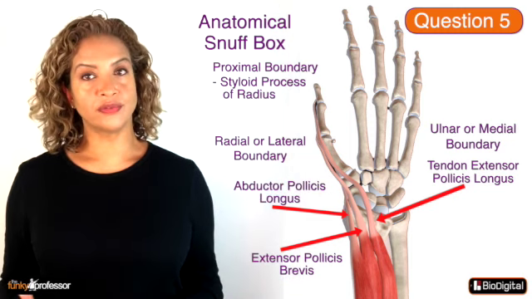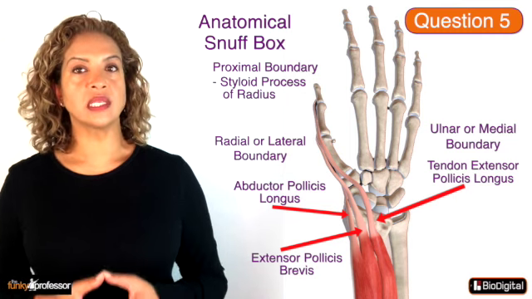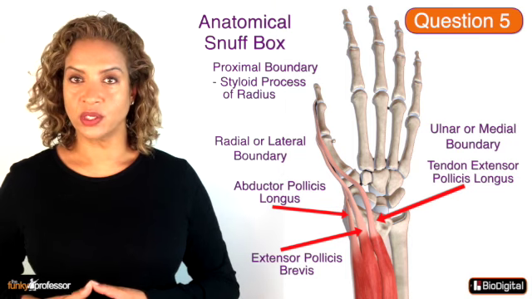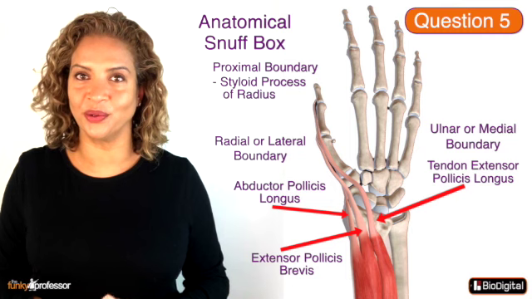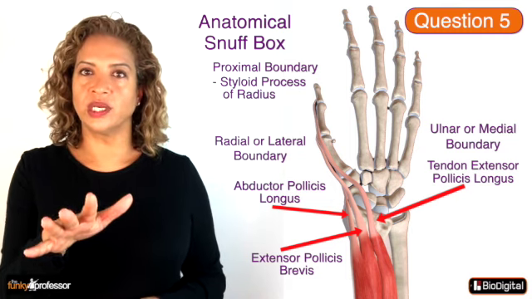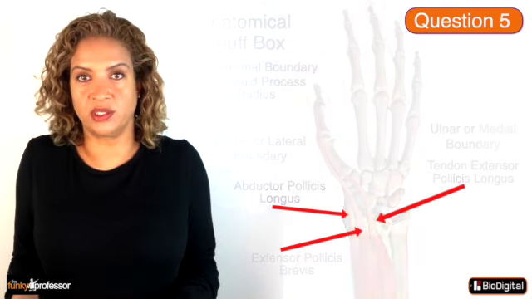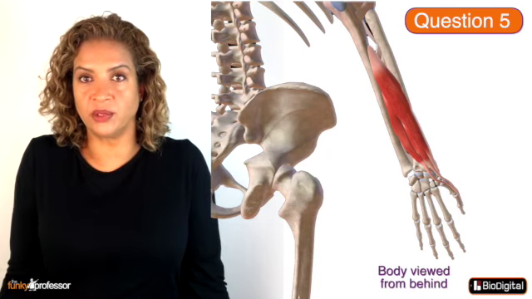Now I know that a lot of students find these borders confusing, because although it is referred to as the ulnar border, the tendon of extensor pollicis longus, which is the medial or ulnar border, lies over the radius bone. But you have to remember that the radial or lateral border refers to the position of the hand in the anatomical position, which is when the palms are facing forwards by the side of the body.